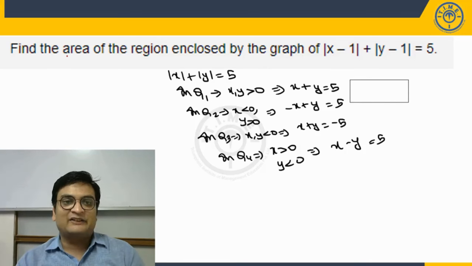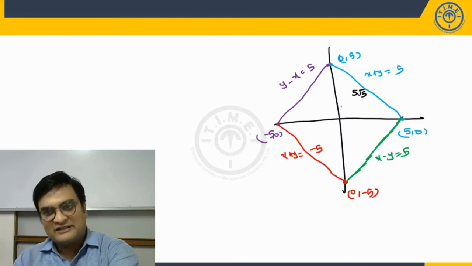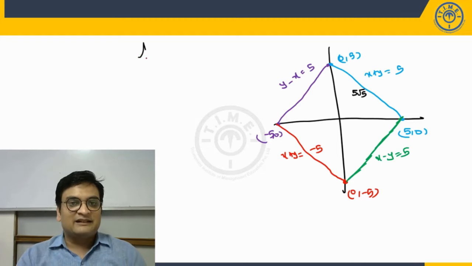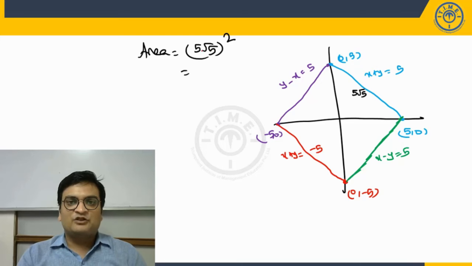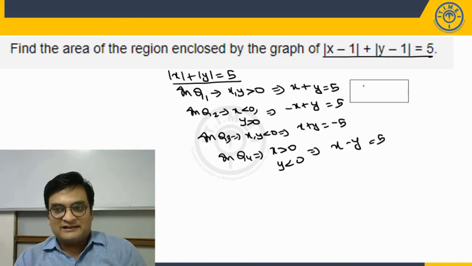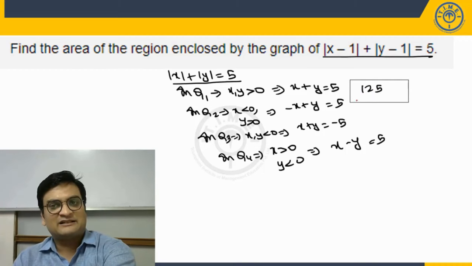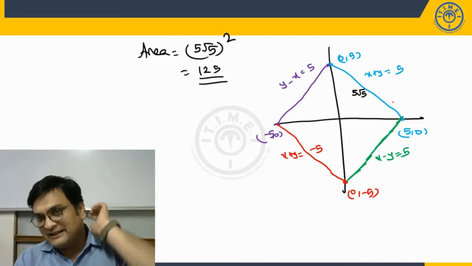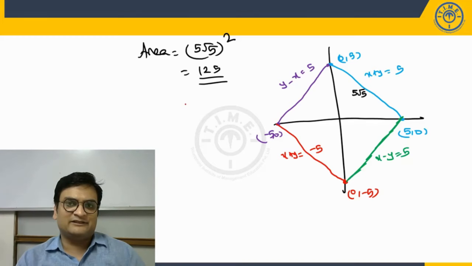So now he's asking us, find the area of the region enclosed by this graph. So can I say the area for this will be same as area for this, which happens to be, once you know the side length, can I say my required area is nothing but side square. So it's going to be 5 root 5 whole square, which is 125. So 125 is going to be our answer. Okay, find the area of the region enclosed by this graph. So it is going to be, side is 5 root 5. So 5 root 5 whole square will be 125.